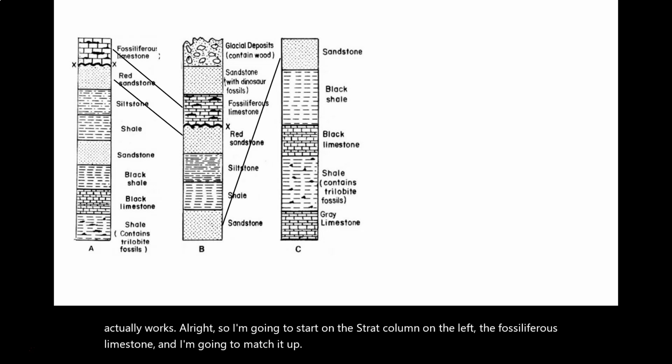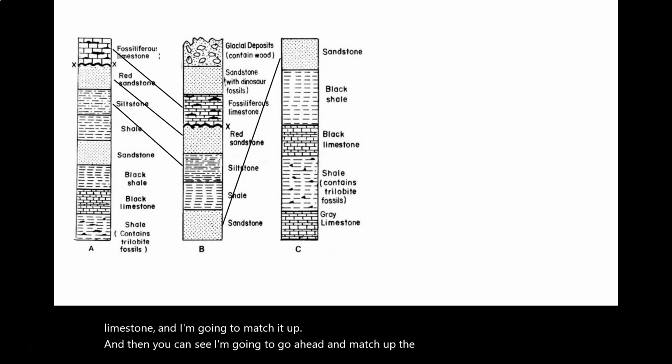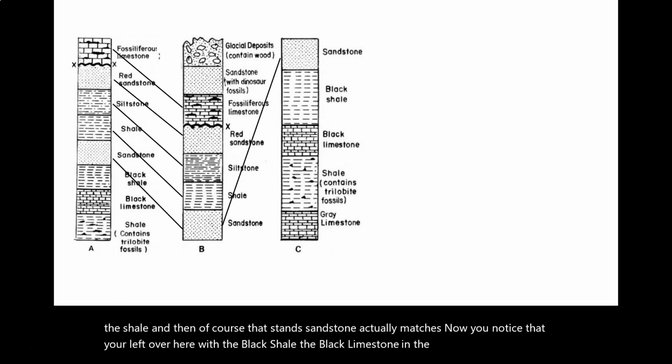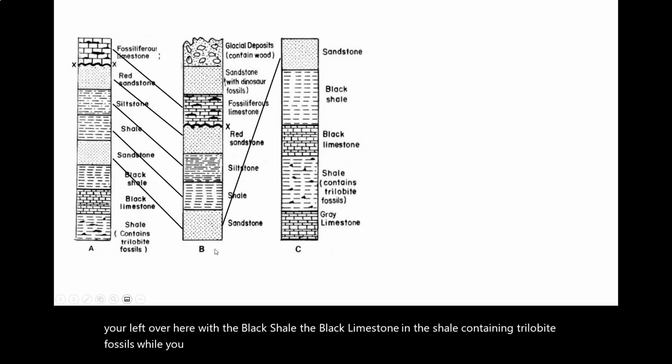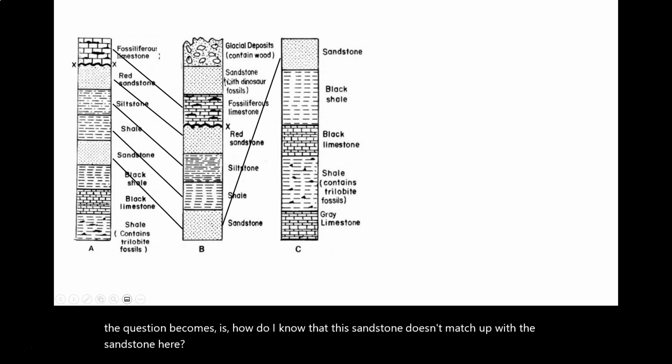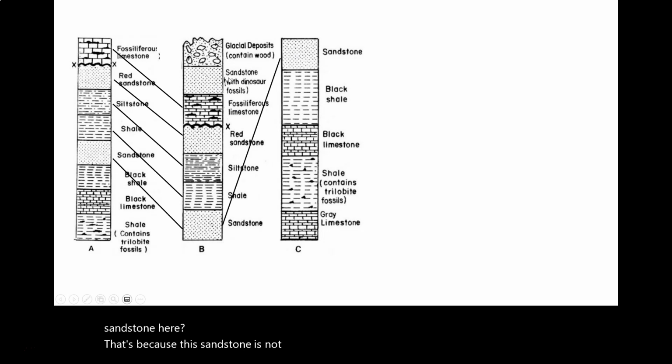And then you can see I'm going to go ahead and match up the red sandstone, the siltstone, the shale, and then of course that sandstone actually matches. Now you notice that you're left over here with the black shale, the black limestone, and the shale containing trilobite fossils. Well, you don't see them in this strat column, but you do see them over here. Okay, and so the question becomes, how do I know that this sandstone doesn't match up with the sandstone here? Well, that's because this sandstone is not containing dinosaur fossils. So that tells me a completely different thing here.